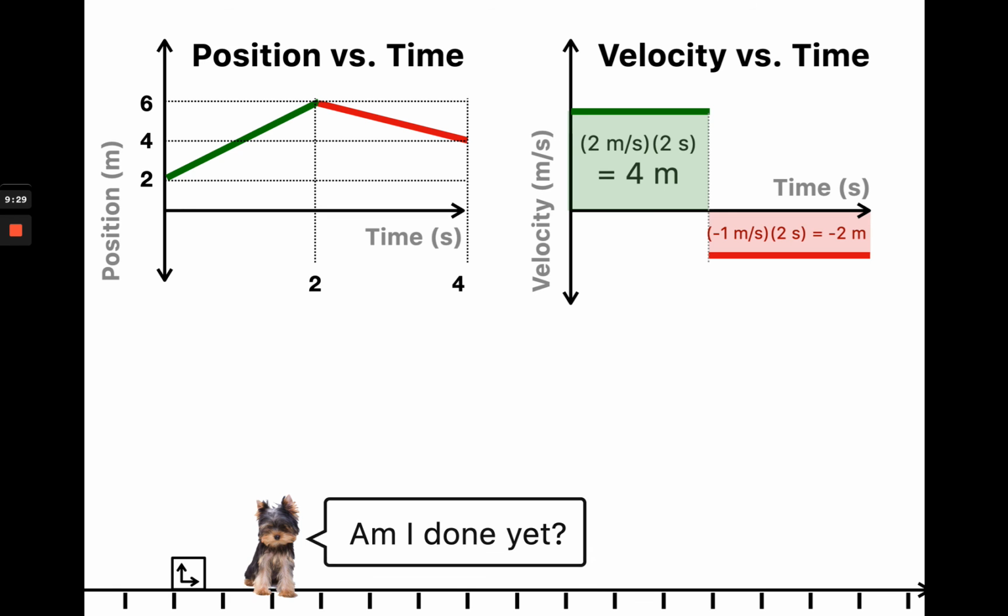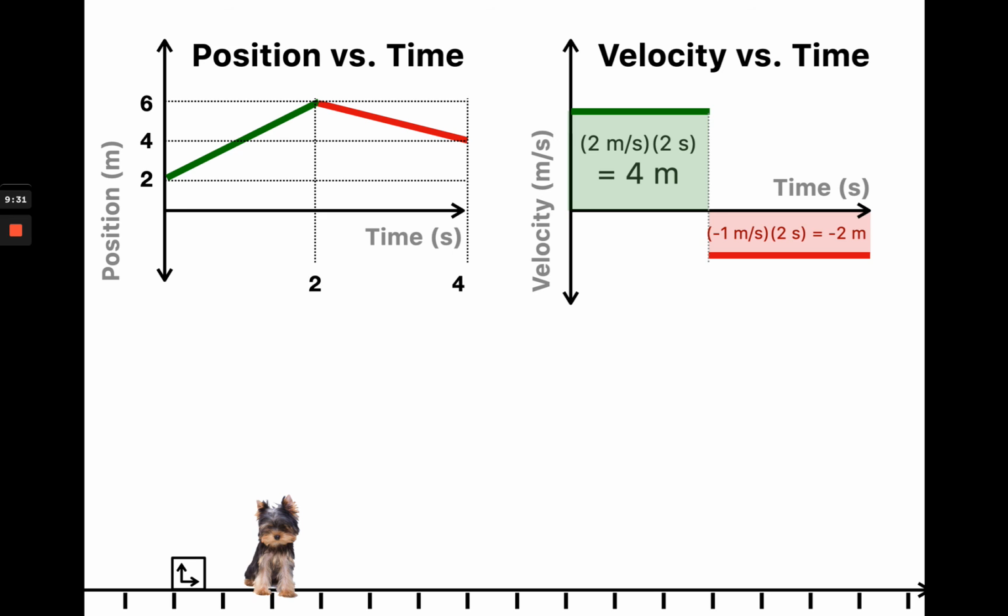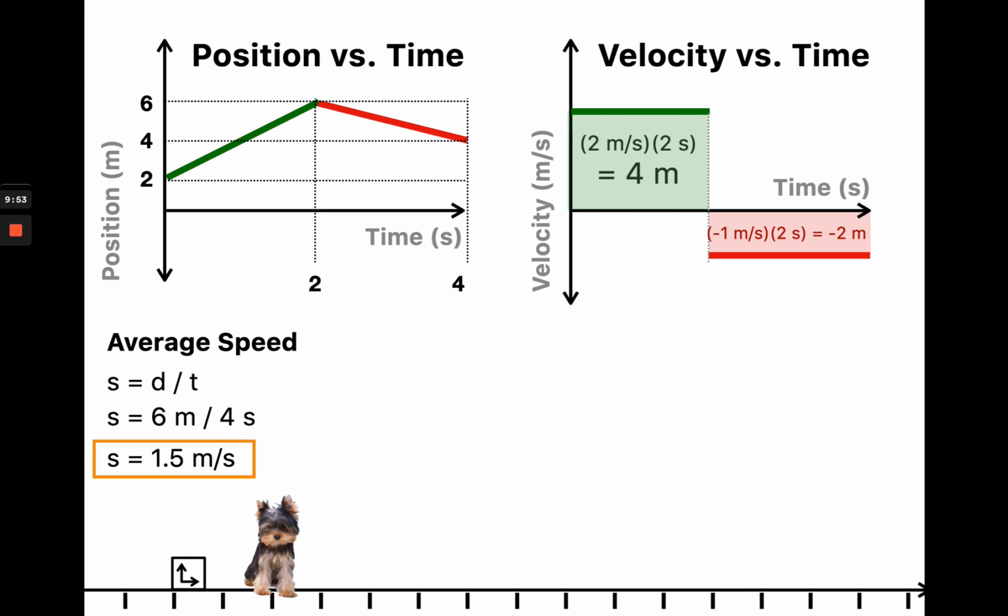Just another minute. So let's calculate the average speed and average velocity. Average speed is the total distance divided by the total time. So take a look at the graph. You start at 2, you go to 6, so that's 4. Then you go from 6 back to 4. So 4 plus 2 is 6. And you can see from this graph, 4 plus 2 is 6. So the average speed is 6 divided by 4, 1.5 meters per second.